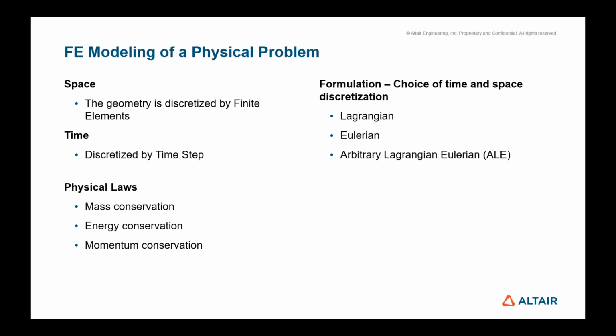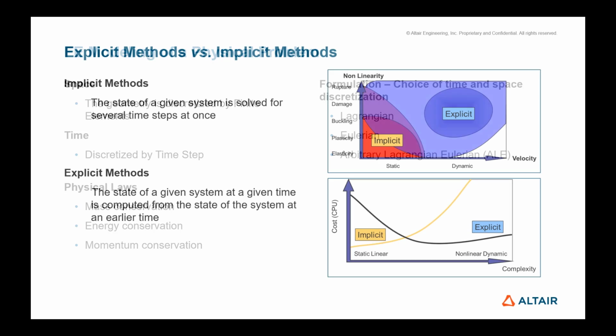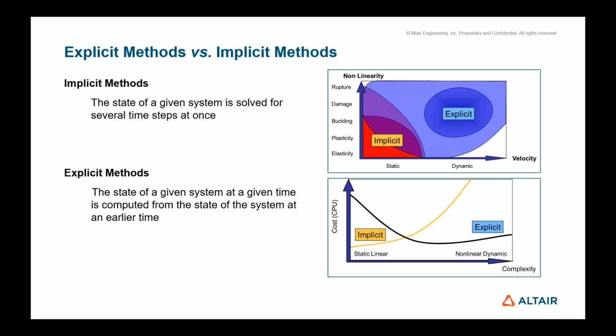Eulerian and ALE formulations are suitable for CFD applications. For crash applications, one will use the Lagrangian formulation mainly. For time discretization, small increments are used, the time steps. To solve that type of problem, there are two kinds of methods, implicit methods and explicit methods. In implicit methods, the state of a given system is solved for several time steps at once.